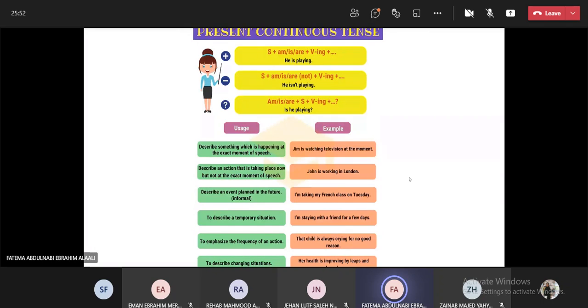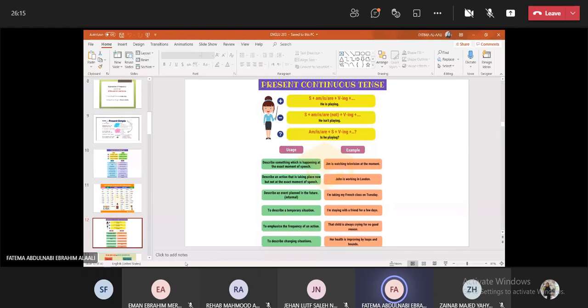Second thing, the usage of present continuous. When do we use present continuous and for what? So the first one describes something which is happening at the exact moment of speech. Like now, I am speaking at this moment and you are listening to me at this moment. Something happening at the moment of the speech.